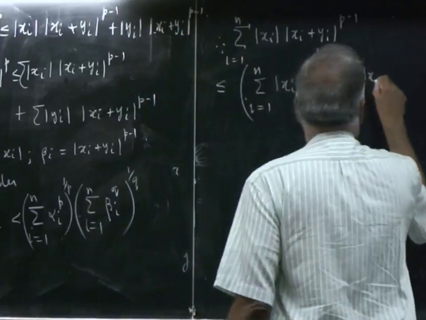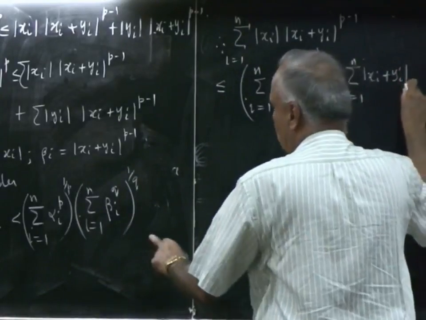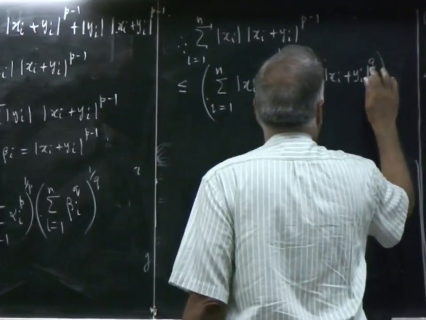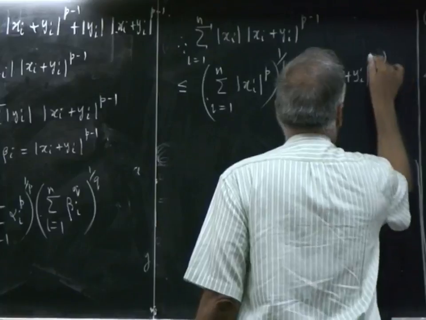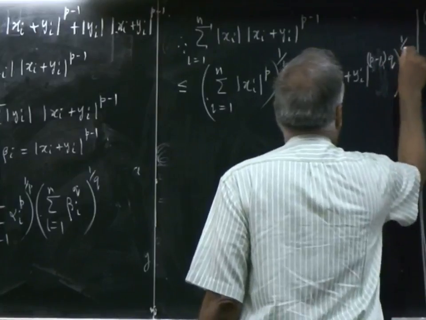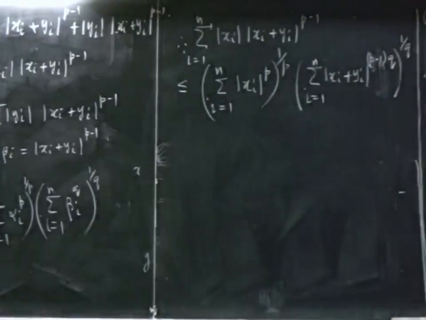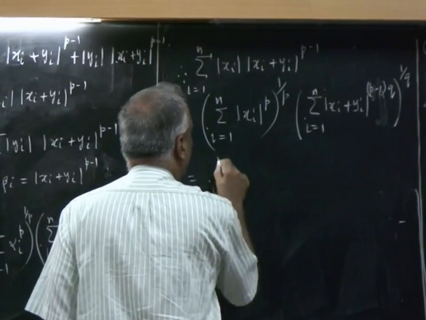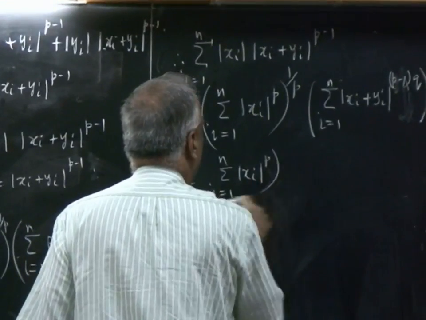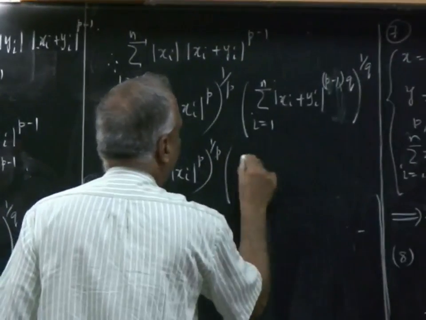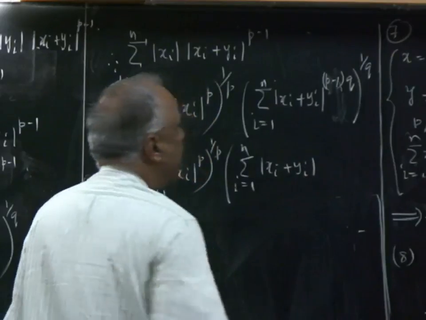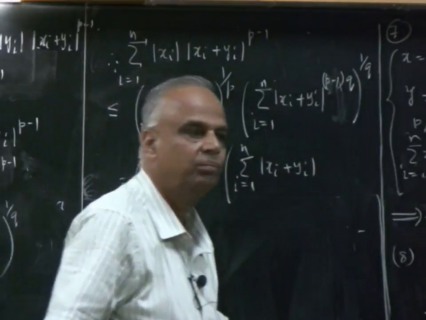Mod xi plus yi to the power of q to the power of p minus 1, into q to the power of 1. Correct? Now, what is that? That is equal to summation i equal to 1 to n mod xi to the power of p, to the power of 1 over p, into summation i equal to 1 to n mod xi plus yi to the power of p minus 1, into q.